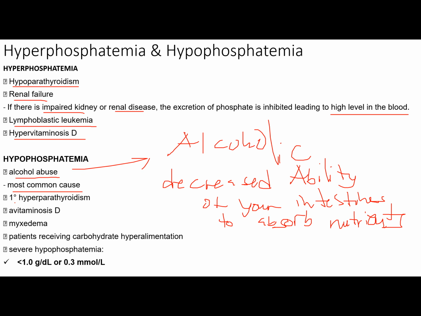Then you would also have hypophosphatemia in primary hyperparathyroidism, hypervitaminosis D, myxedema, patients receiving carbohydrate hyperalimentation, and severe hypophosphatemia, which is seen if the inorganic PO4 is less than 1 mg per DL or 0.3 millimole per liter.